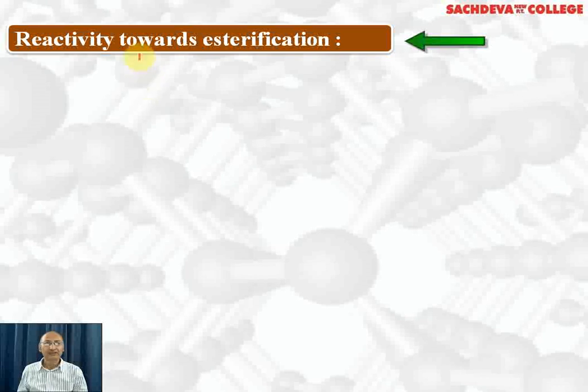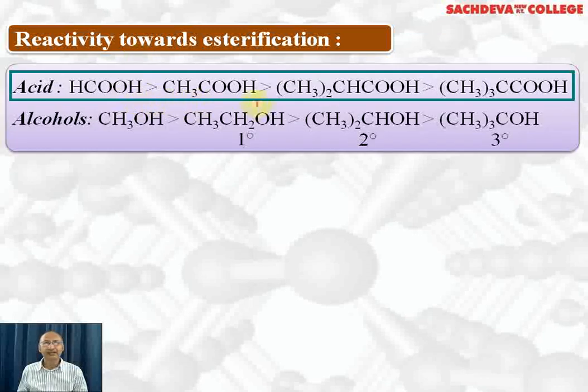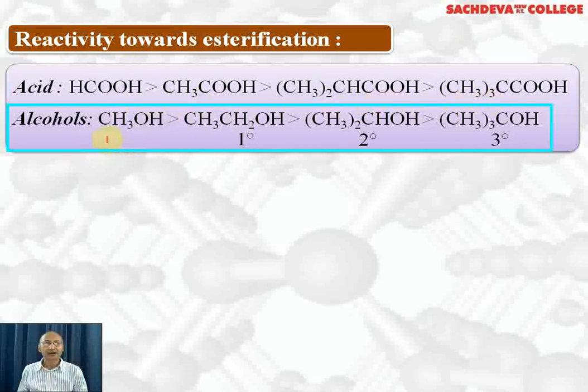Reactivity towards esterification: formic acid is stronger than acetic acid, which is stronger than isobutyric acid, which is stronger than tertiary butyl carboxylic acid. In alcohols, methyl alcohol will react fastest. Primary alcohols are less hindered, that's why they react fastest. And then other primary alcohols, then secondary alcohol, and then tertiary alcohol. This is the reactivity towards esterification.